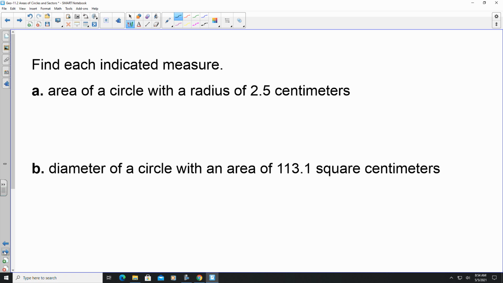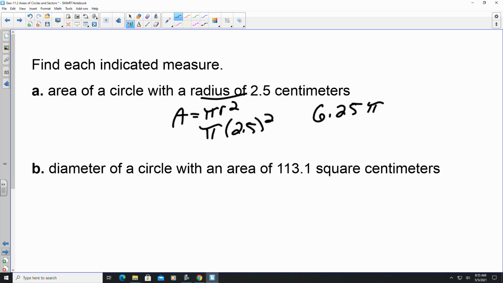All right, so looking at some example problems here, they want you to find the area of a circle with a radius of 2.5 centimeters. So again, area is pi r squared. They give us the radius, which is 2.5, so it's going to be pi times 2.5 squared. And again, just like we had with circumference, you can get two answers.